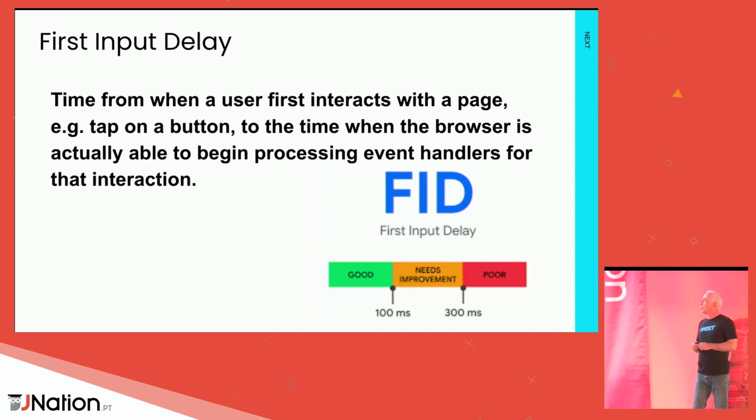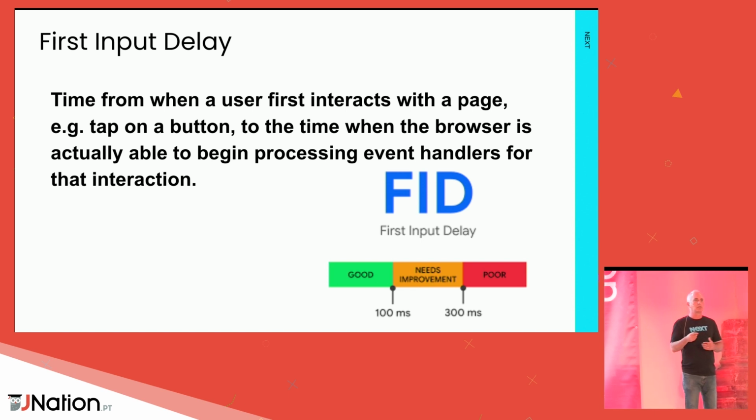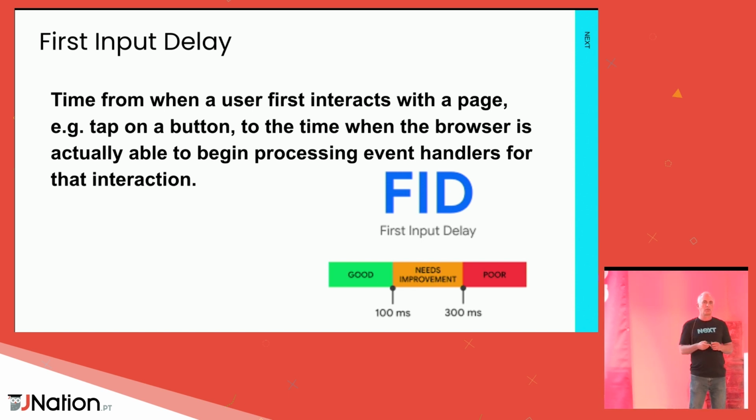And finally, we've got FID, or first input delay, which measures the amount of time it takes the browser to be able to respond to the first, and only the first, interaction on the page. And it measures the time from the actual interaction until the browser is able to actually respond to it and is not blocked by something else, like, let's say, long-running JavaScript.